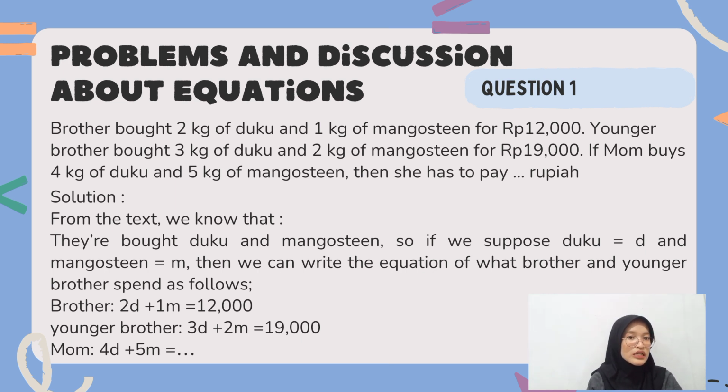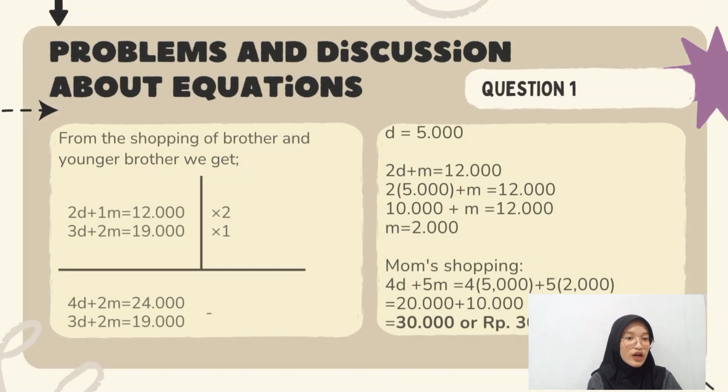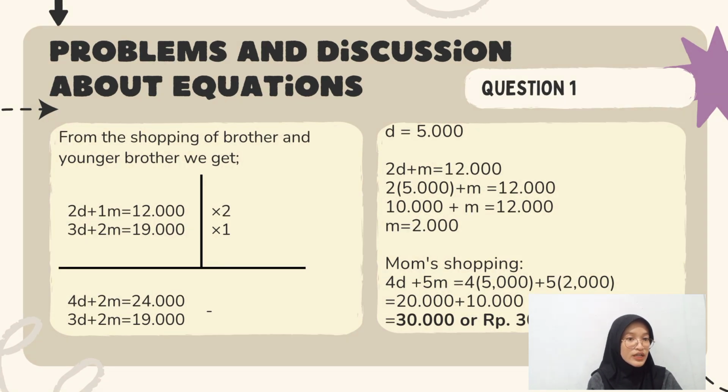They are written as follows: brother, 2D plus 1M equals 12,000. Younger brother, 3D plus 2M equals 19,000. And the last, mom, 4D plus 5M equals the unknown amount. From brother and younger brother, we get the equations 2D plus 1M equals 12,000 and 3D plus 2M equals 19,000.